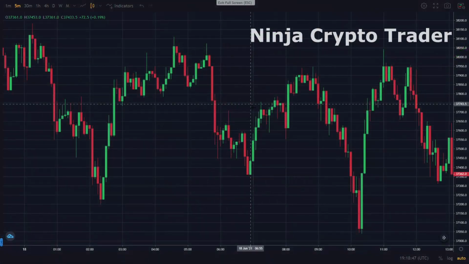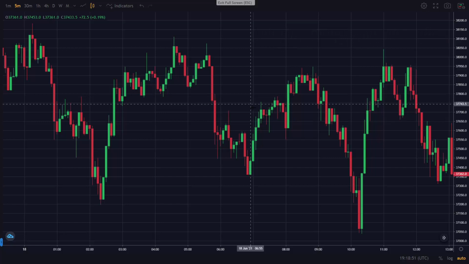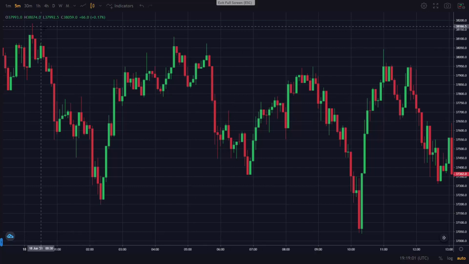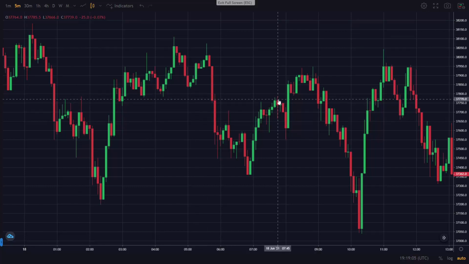Welcome to Ninja Crypto Trader, and today we'll be taking a look at another scalping strategy that you can use for your cryptocurrency trading. Now, this strategy can be used on different time frames, but as we're focusing on the scalping aspect, we're going to be using the 5-minute time frame for the Bitcoin US dollar chart. So let's get into this strategy.